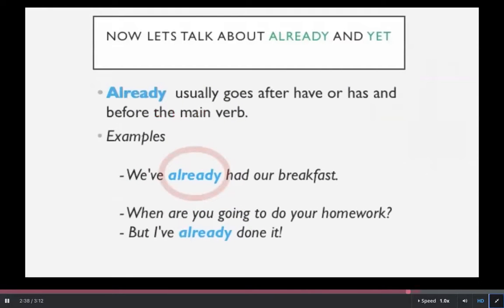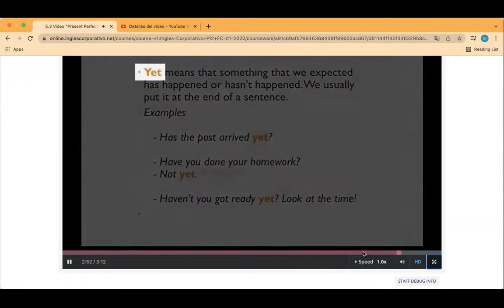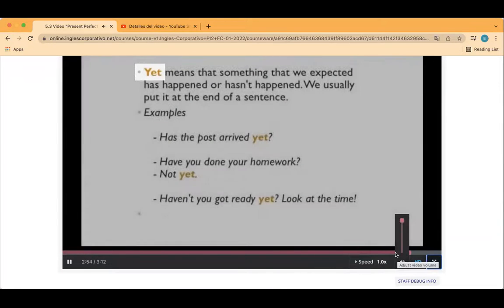Now let's talk about already and yet. Already usually goes after have or has and before the main verb. Examples, we have already had our breakfast. When are you going to do your homework? But I've already done it. Yet means that something that we expected has happened or hasn't happened.